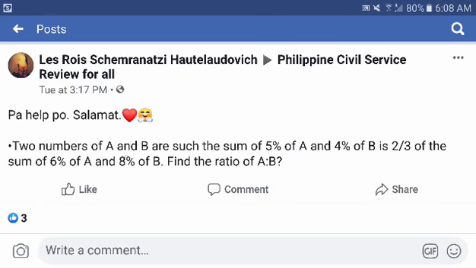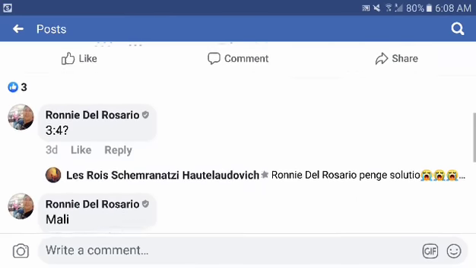Two numbers A and B are such that the sum of 5% of A and 4% of B is 2/3 of the sum of 6% of A and 8% of B. Find the ratio of A and B. Isa-isahin natin yan mamaya. Tingnan muna natin yung mga comments.